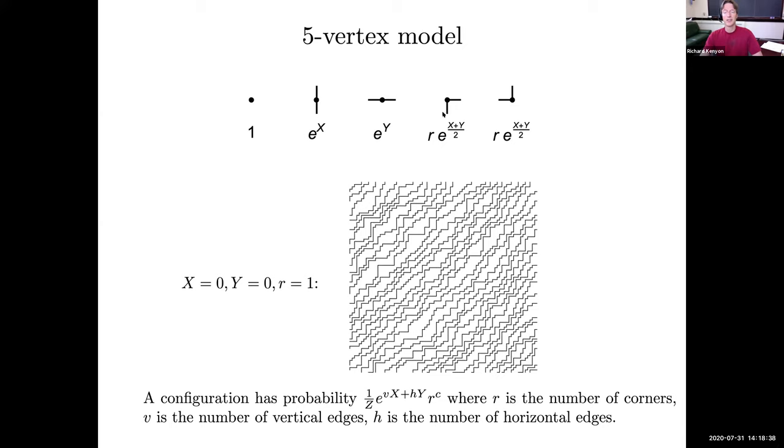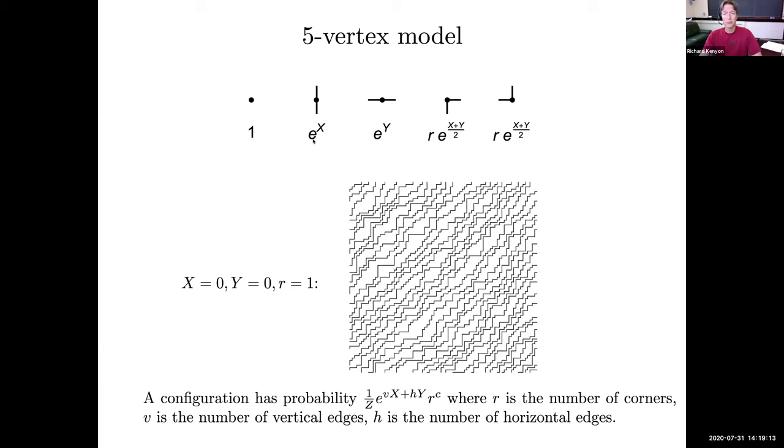And then the second savings is that if you're working on a torus, for example, and you look at a path, the number of right turns and the number of left turns it makes is always the same. That is, the same number of left turns and right turns. So there's no harm in setting the last two weights, the weight of a right turn and the weight of a left turn, to be the same. So really there are three parameters now instead of five, but it's still the full asymmetric five vertex model.